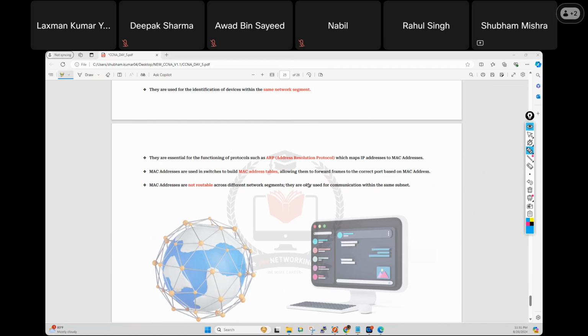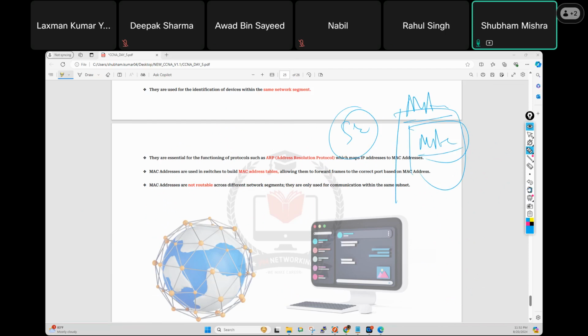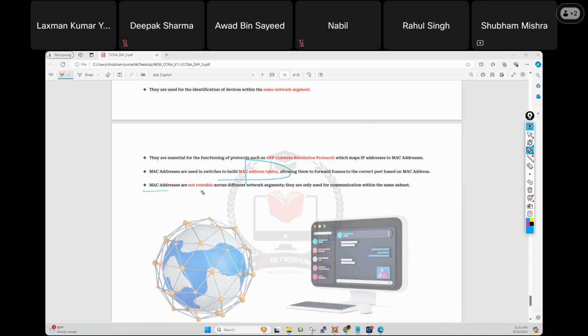MAC address. You know, all switches maintain one table. The name of that table is the MAC address table. And in the MAC address table, the switch maintains the entries of MAC addresses. Yes or no? So the use of MAC address is in the MAC address table also. Okay. MAC addresses are not routable across different networks.